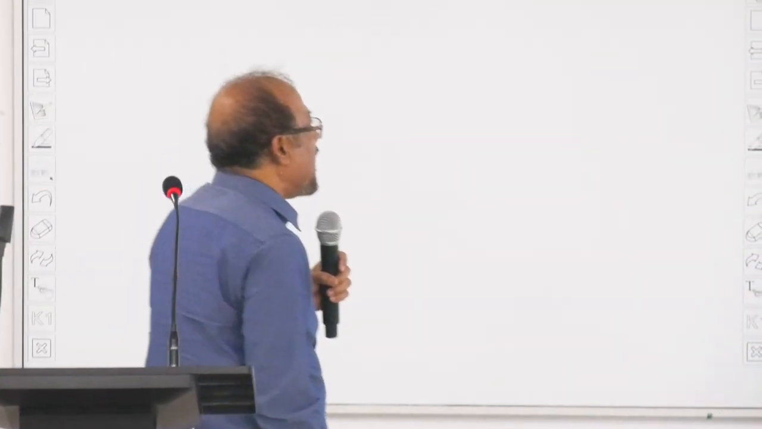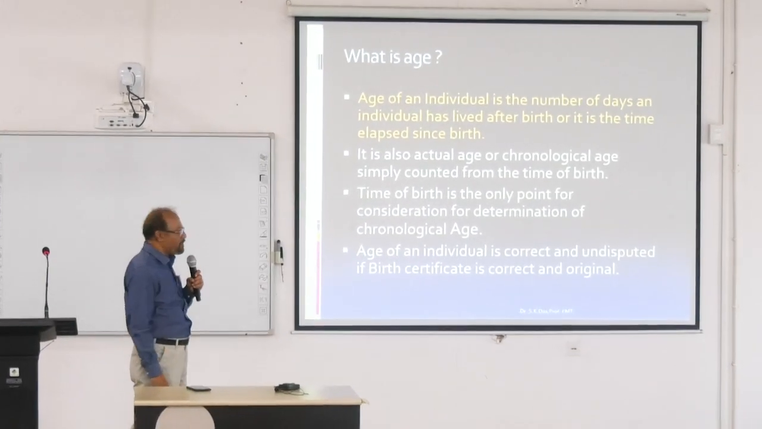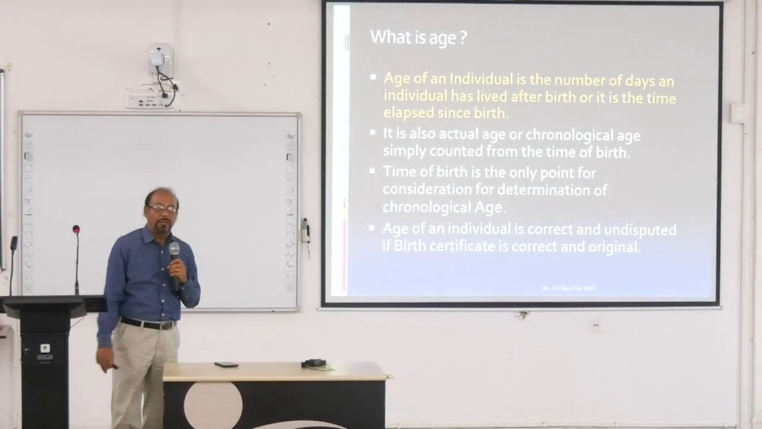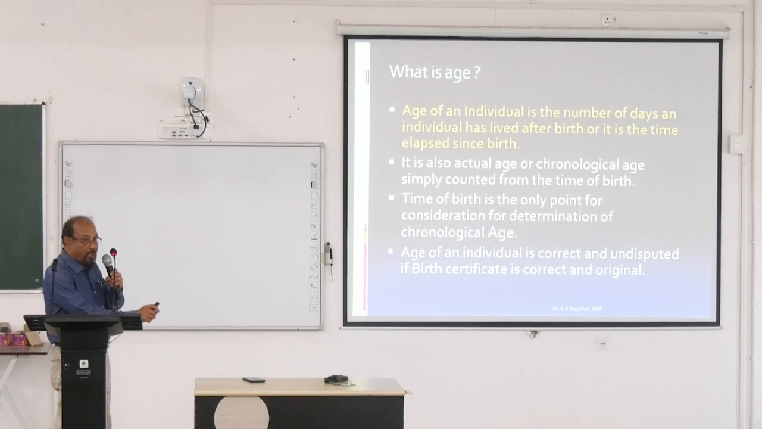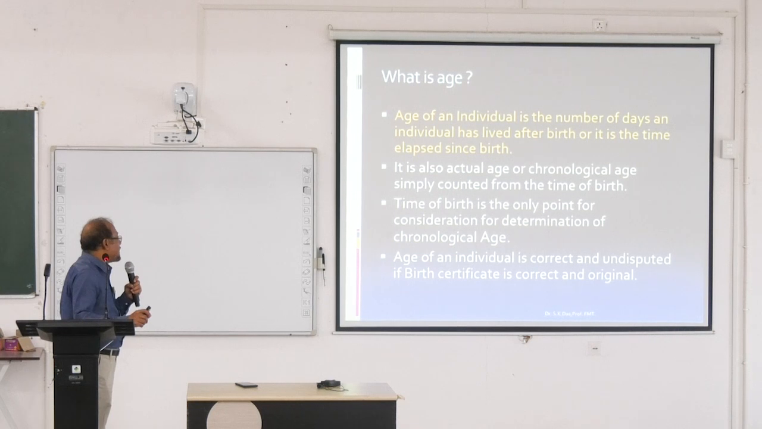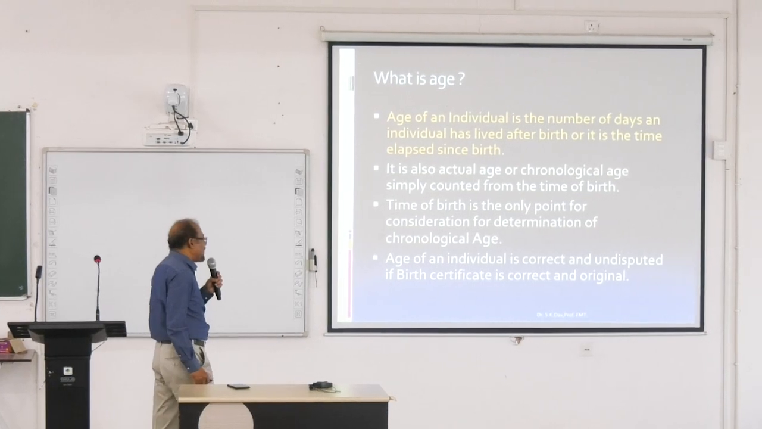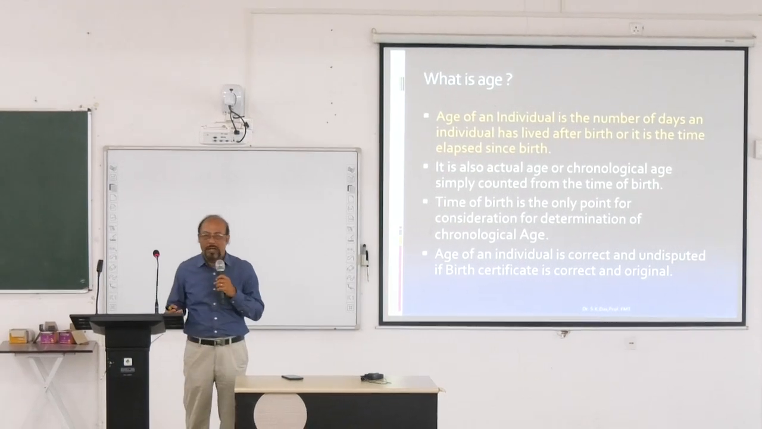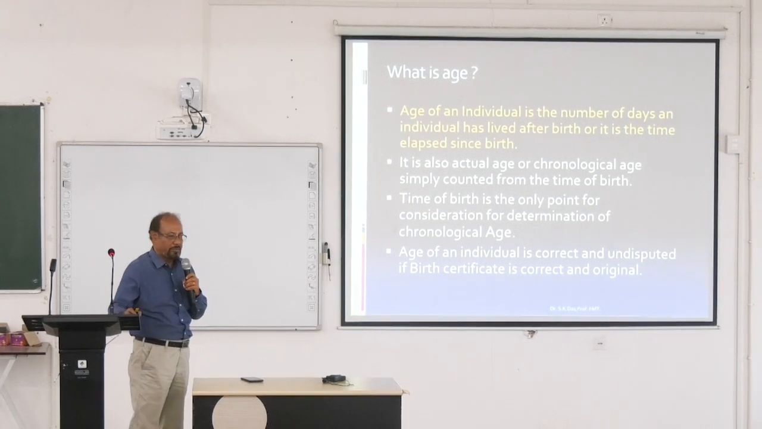Age of an individual is the number of days an individual has lived after birth, or it is the time elapsed since birth. That means simple. After birth, the time is counted. It is also actual age or chronological age. Age is of different forms that I shall discuss. It is simply counted from the time of birth. Time of birth is the only point for consideration for determination of chronological age. It is actually time since birth.